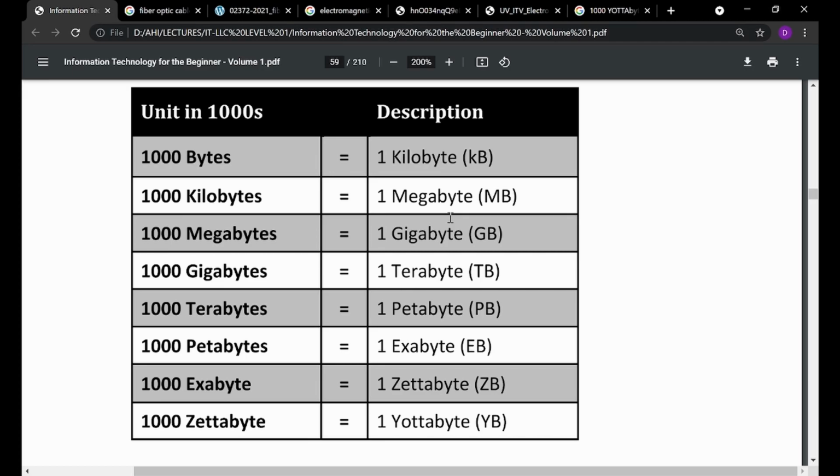Okay, so let's say 500 megabytes and 5 gigabytes. Which one is more? You choose the 5, because gigabyte is more than megabyte.